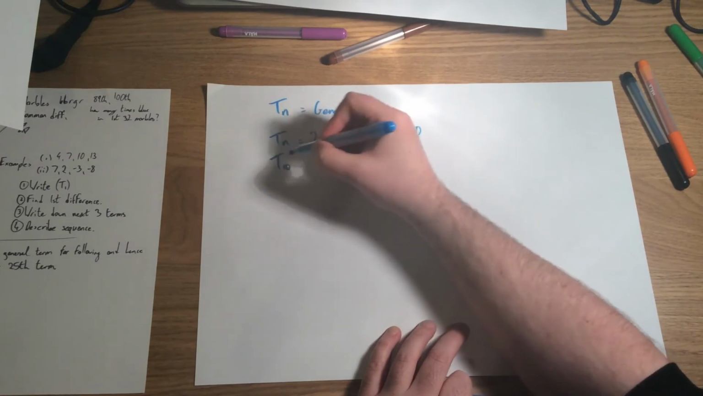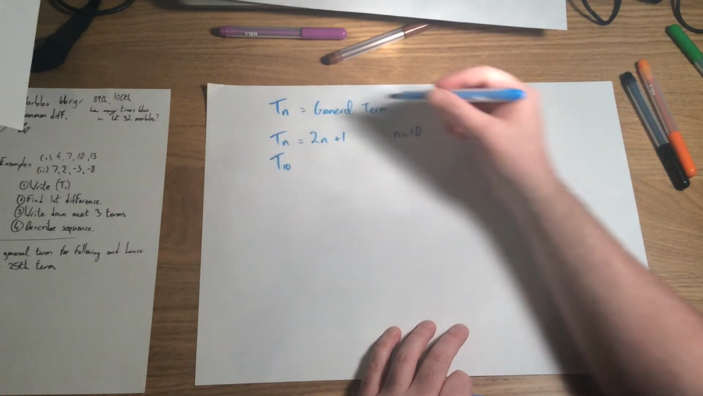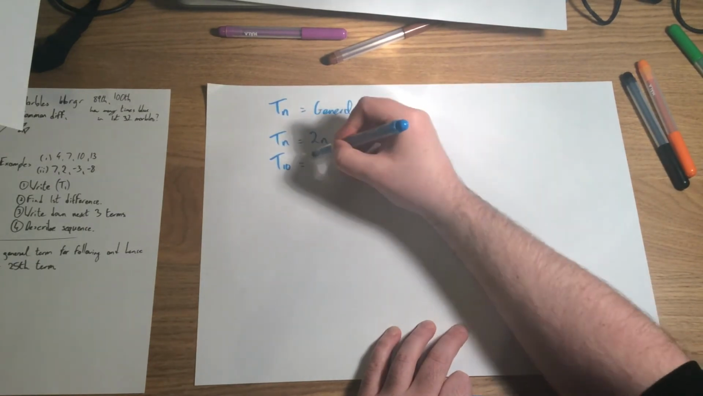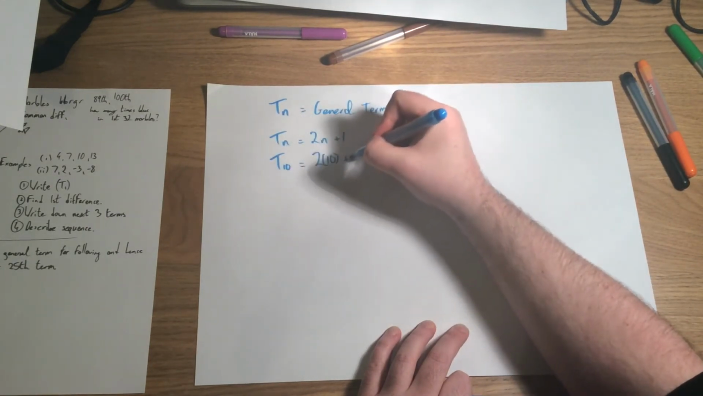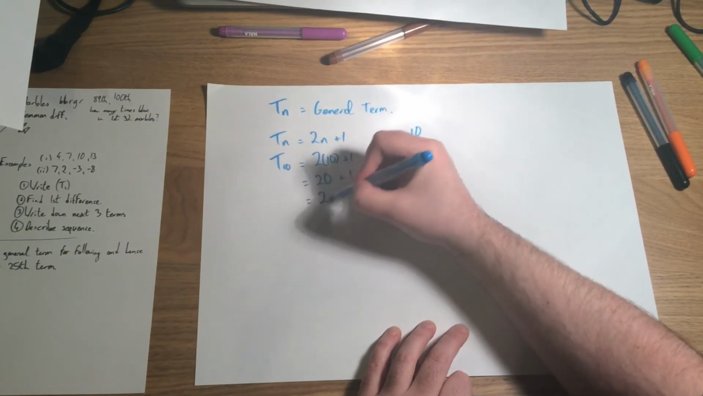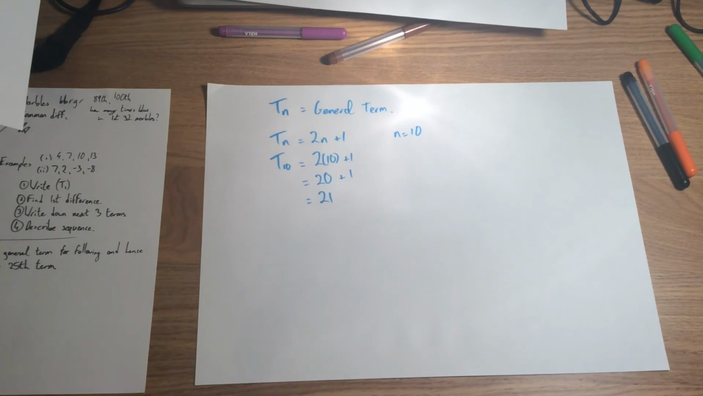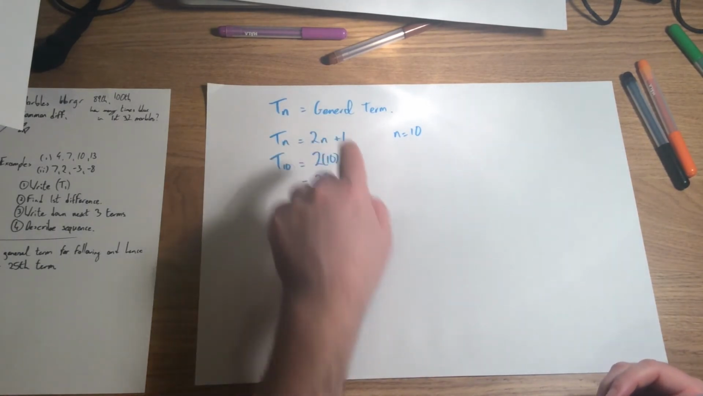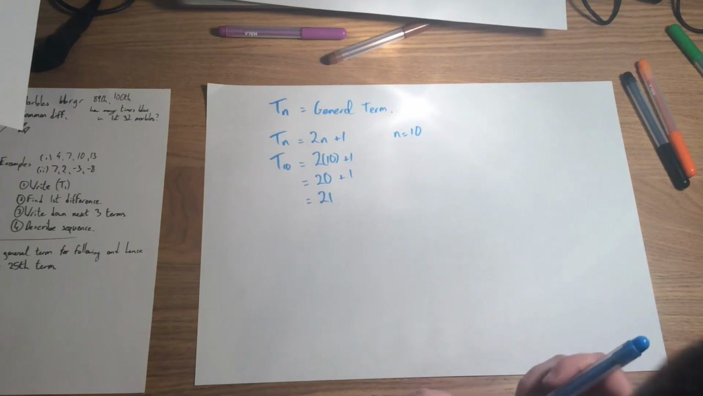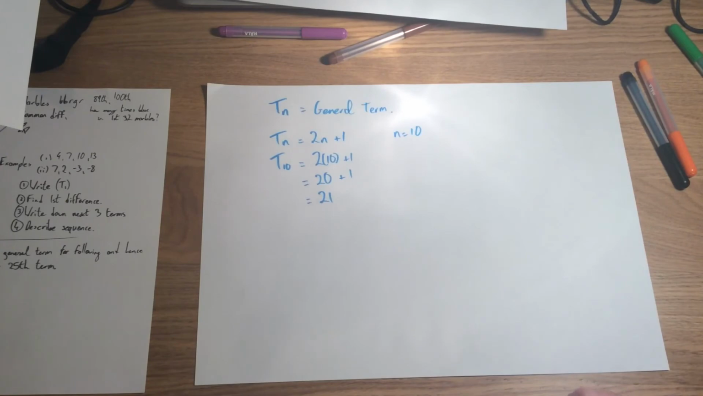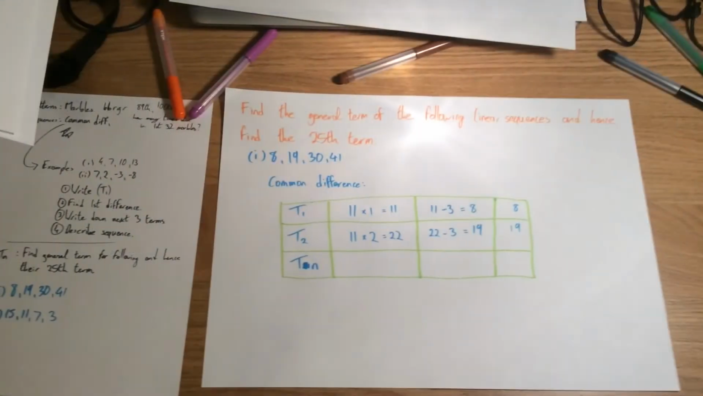So T of 10, again, T for term, and 10 is the number of the term. So to find that out, wherever I see n, I sub in 10. 2 times 10 plus 1 is equal to 20 plus 1, which is equal to 21. So we don't know a lot about this sequence, but we do know that its 10th term is 21 because we knew its general term. All right, so we're going to work out how to find the general term of different patterns, okay?